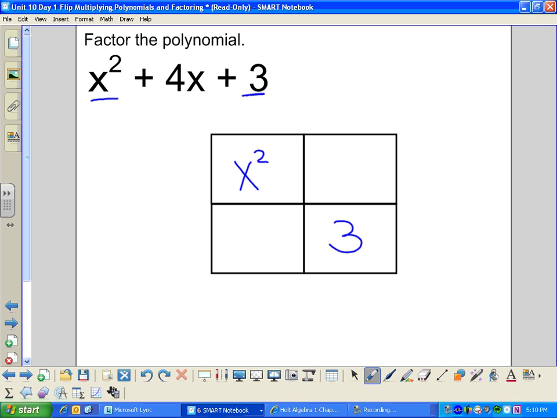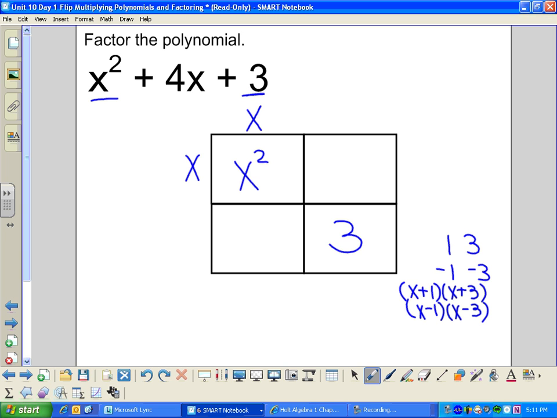So what two things multiply together to give me x squared? You're right. It's going to be an x here. There's going to be an x here. Now I have to look at this number 3, and there are some different possibilities. It's positive 3. So what two numbers multiplied together give me positive 3? I could have a 1 and a 3. But I could also have a negative 1 and a negative 3. I've got to figure out whether I'm talking about x plus 1 and x plus 3, or x minus 1 times x minus 3.